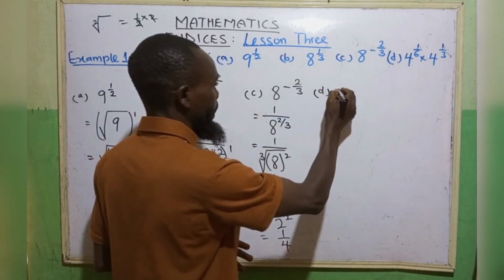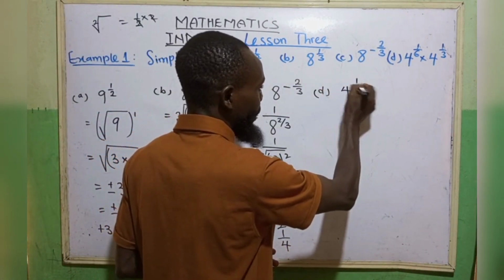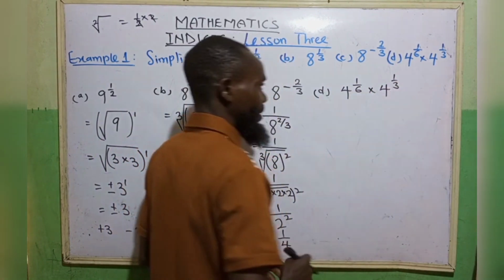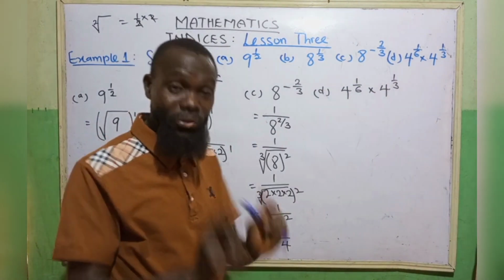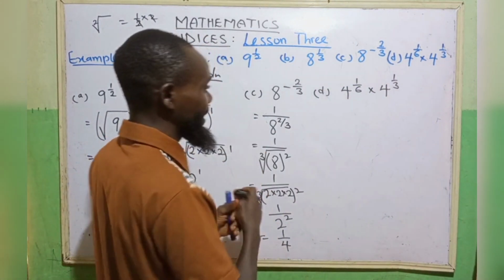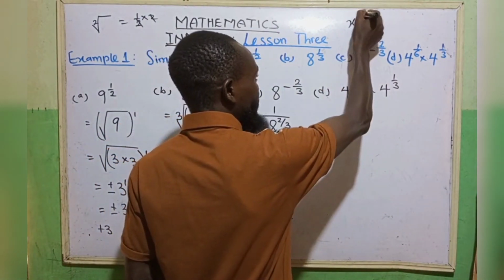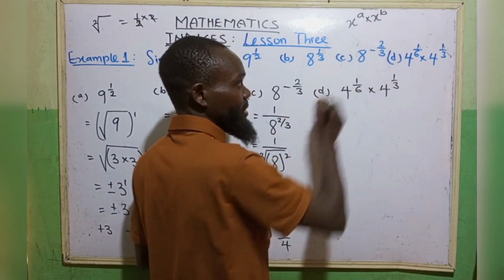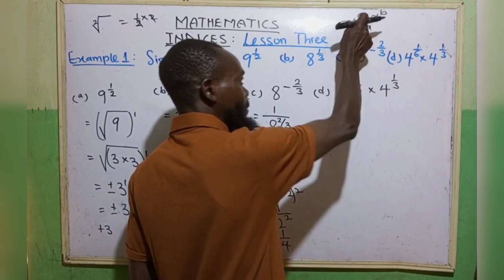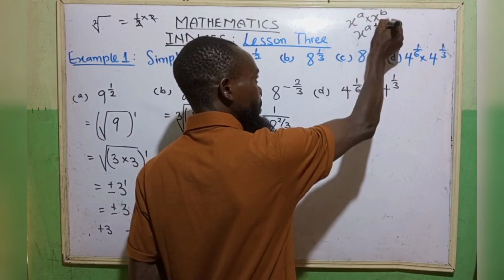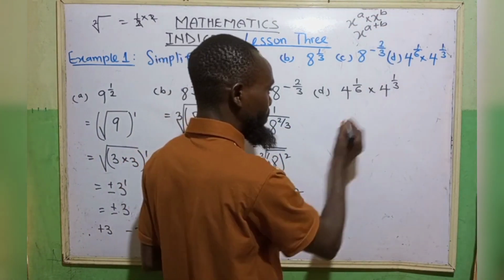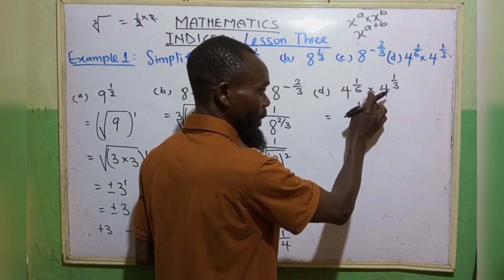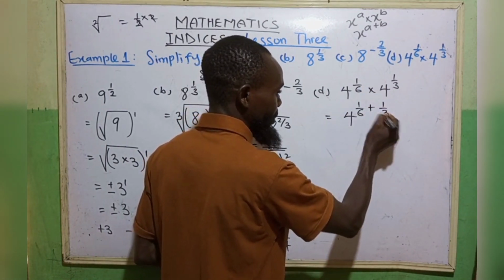Question D. 4 raised to power 1 over 6 times 4 raised to power 1 over 3. This is like the first law of indices that says x raised to power a times x power b. Pick one of these base, x power a. Multiplication changes to addition plus b. They have the same base. Pick one. 4 raised to power 1 over 6. This changes to plus 1 over 3.